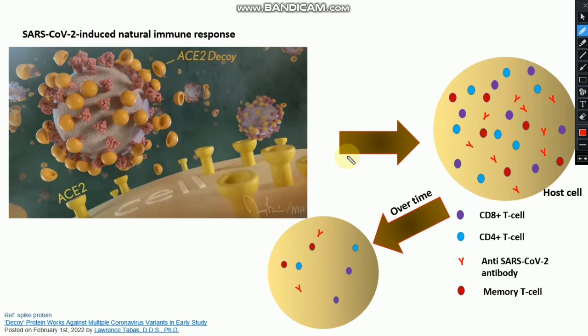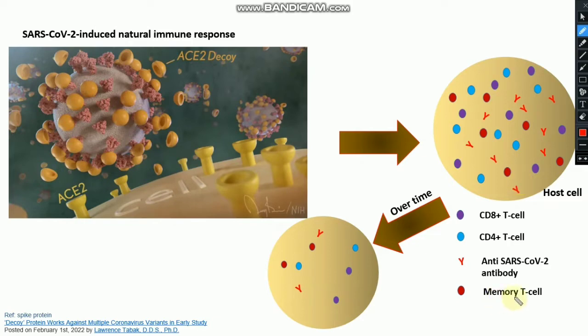After that, the immune response arises inside the host cells. There are a lot of immune cells like CD8 positive T cells, CD4 positive T cells, memory T cells, and anti-SARS-CoV-2 antibody. These are all generated inside the human host. So as you see here, there are a lot of immune cells as well as the anti-SARS-CoV-2 antibody.